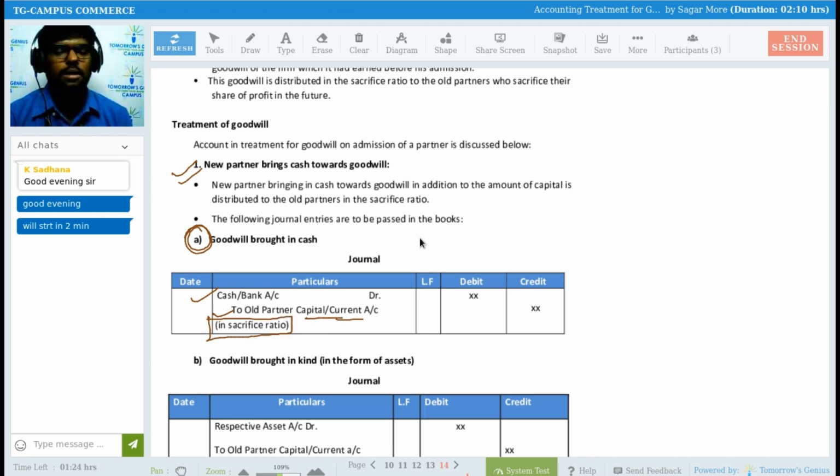So we did this in the, yes please. Sir, in which rule we are doing this? Can you repeat?